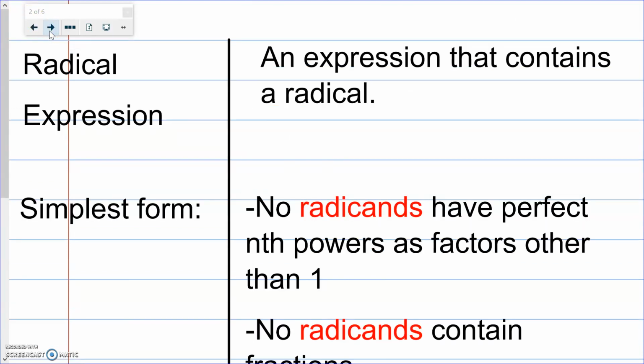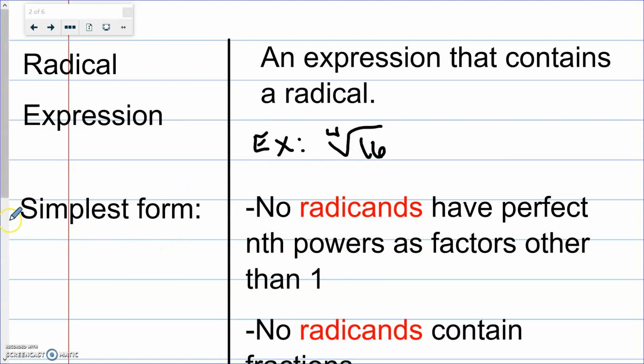A radical expression is an expression that contains a radical. An example would be the fourth root of 16. That can be a radical expression. When we have a radical expression, I ask you to give it to me in its simplest form.